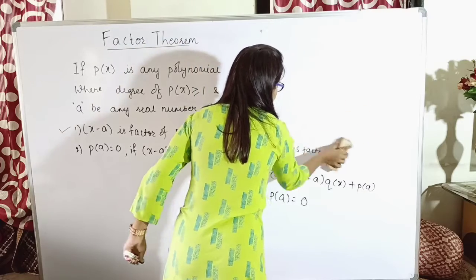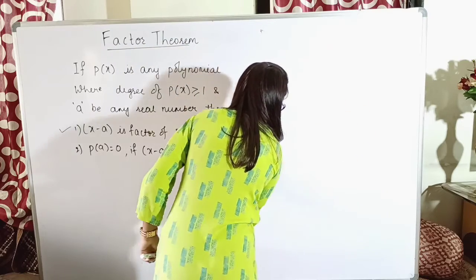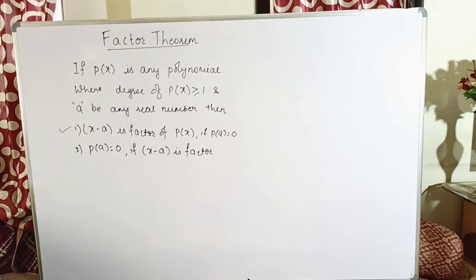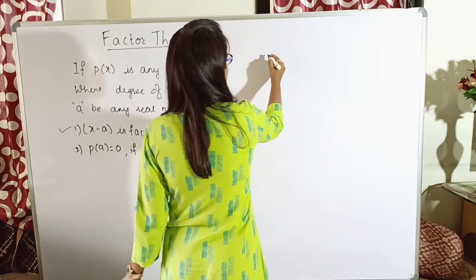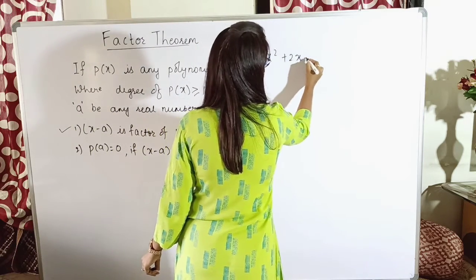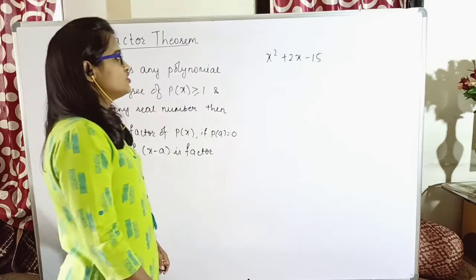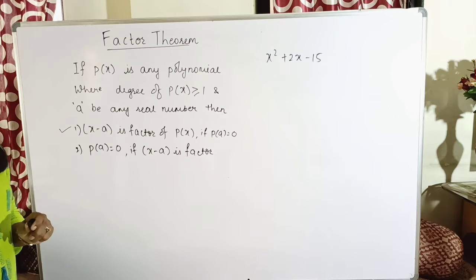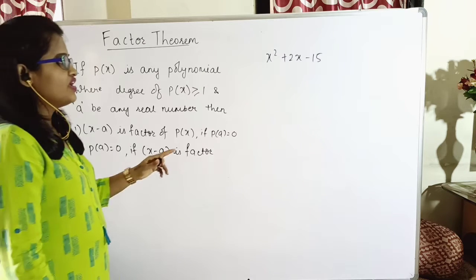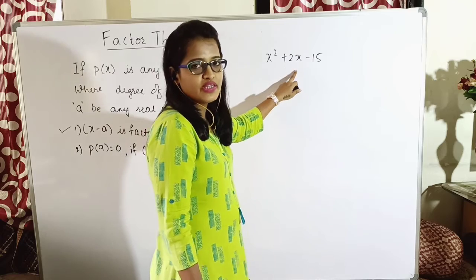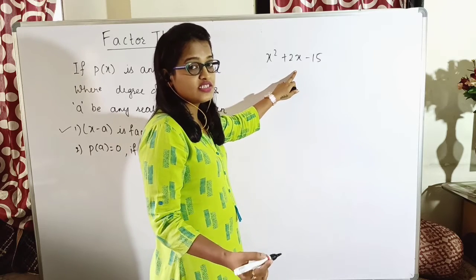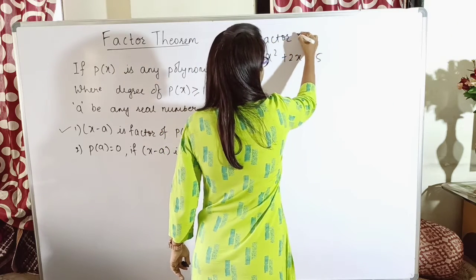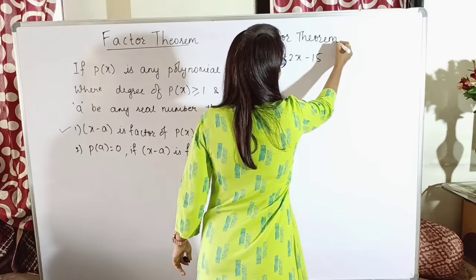Yes, suppose they give you one polynomial and they might ask you to find the factors of this polynomial. Okay, so x square plus 2x minus 15, the same example, and the question asked is find the factors of the given polynomial with the help of factor theorem. Now we had found the factors by the splitting the middle term method, but since they are specifying you have to make use of the factor theorem, so definitely we have to follow the theorem.